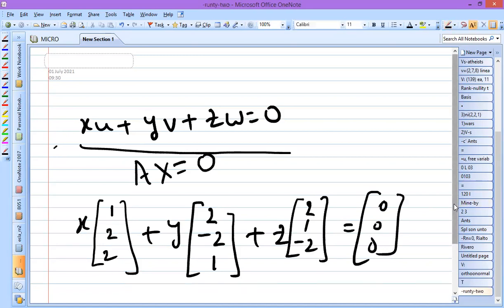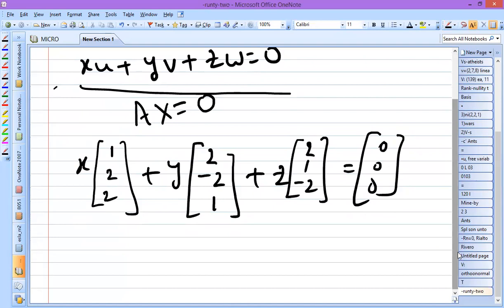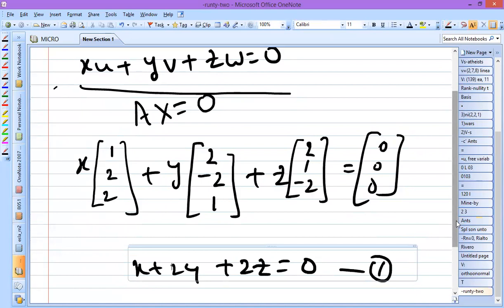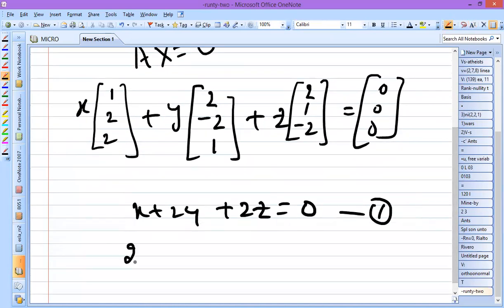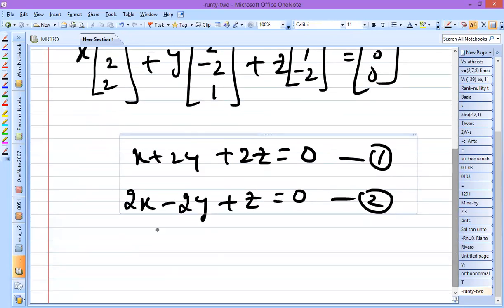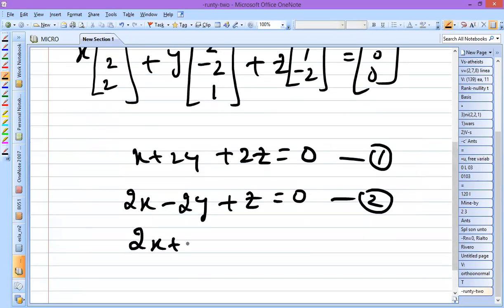So now using this equation, get three expressions in terms of x, y, z. So what might be the first expression? x plus 2y plus 2z equals 0. Take this as equation 1. And next, 2x minus 2y plus z equals 0. This is equation 2. 2x plus y minus 2z equals 0. Yes, this is equation 3.